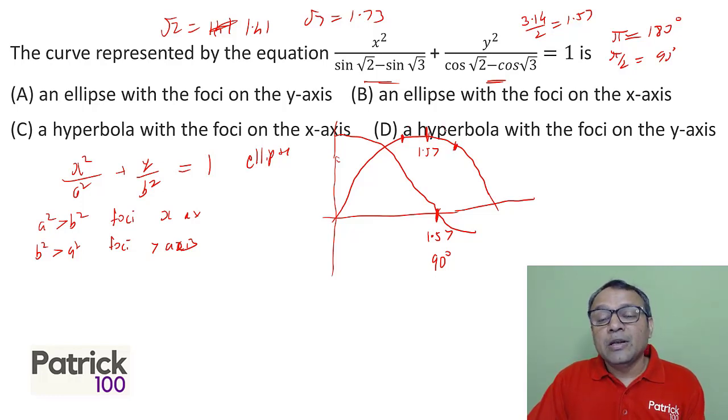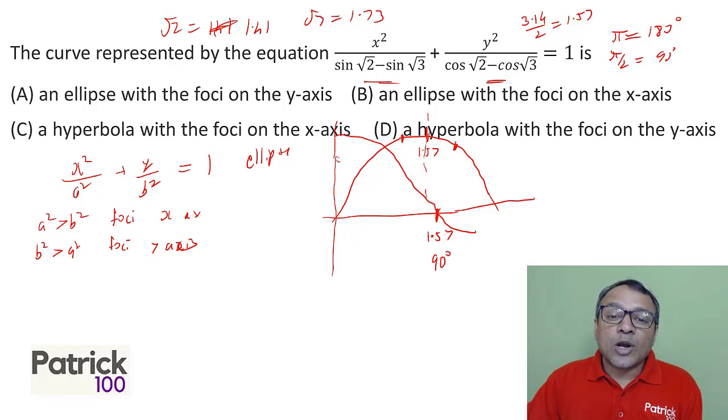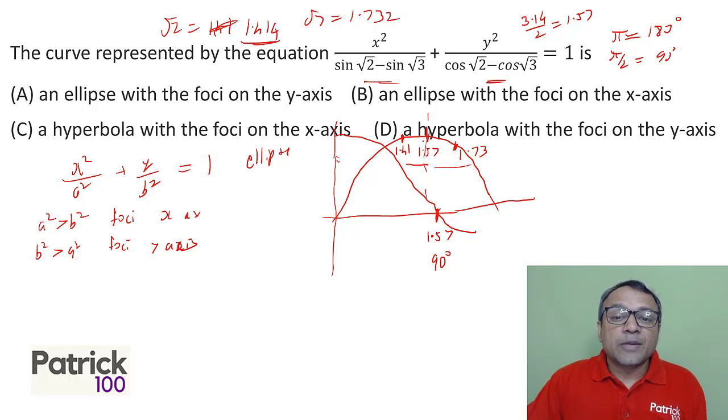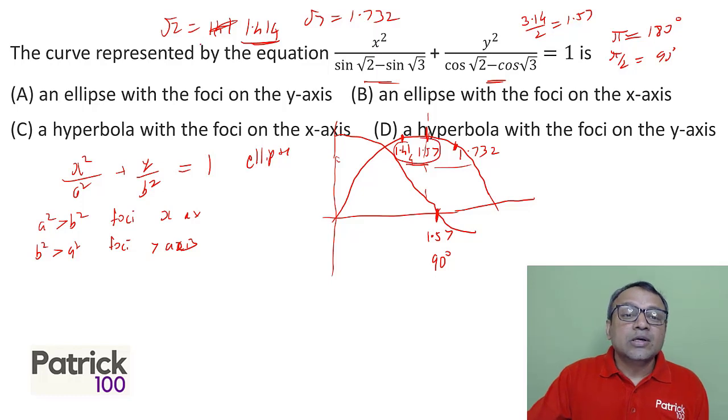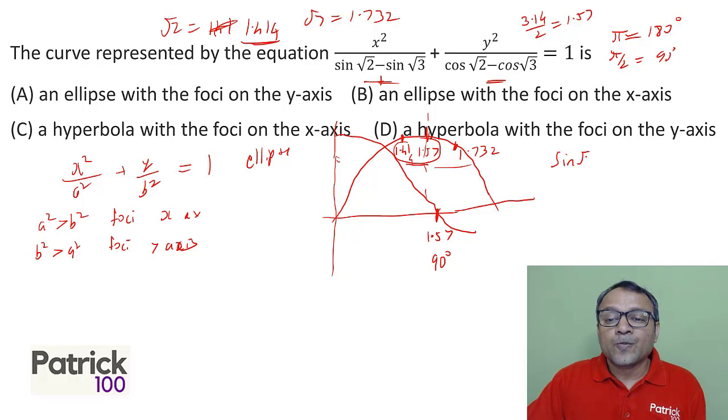Because it's closer, it will be higher, because the curve is symmetrical around the center. 1.41 to 1.57 is 0.16, and 1.57 to 1.73 is almost similar, but this is 1.732 and this is 1.414. So 1.414 is closer to 1.57 as compared to 1.732. Since this is closer, sine root 2 has to be bigger than sine root 3, but just bigger. So it has to be positive.